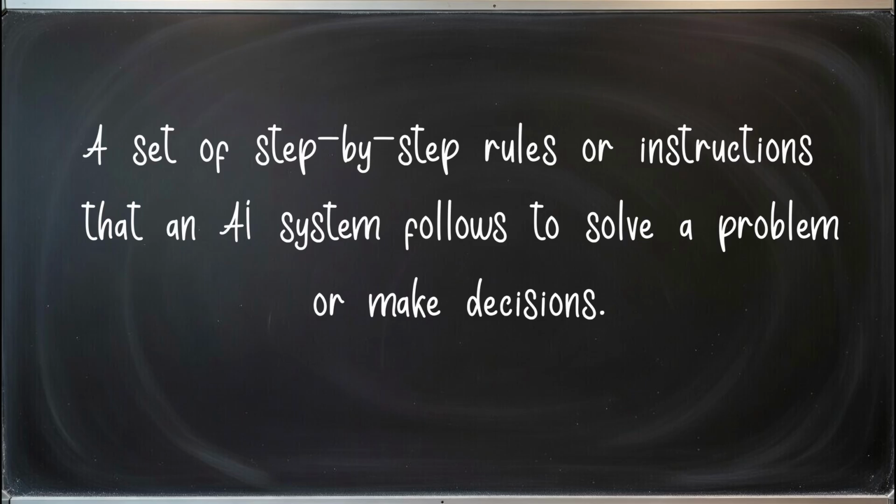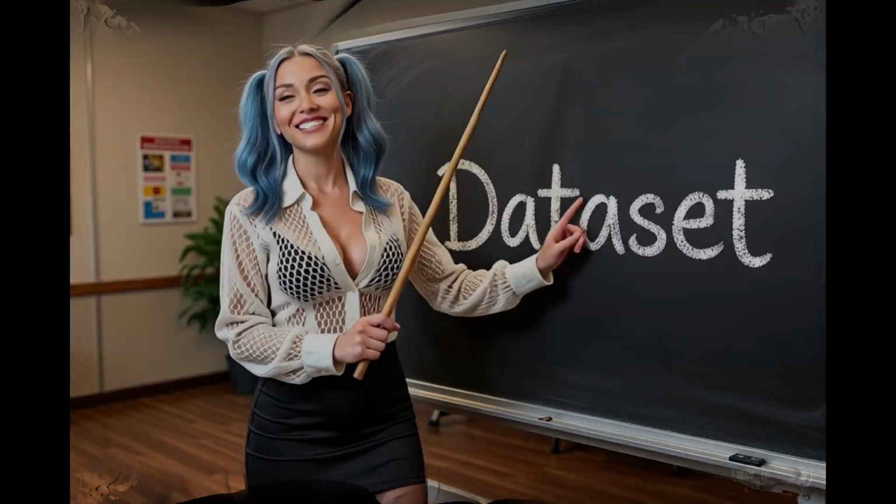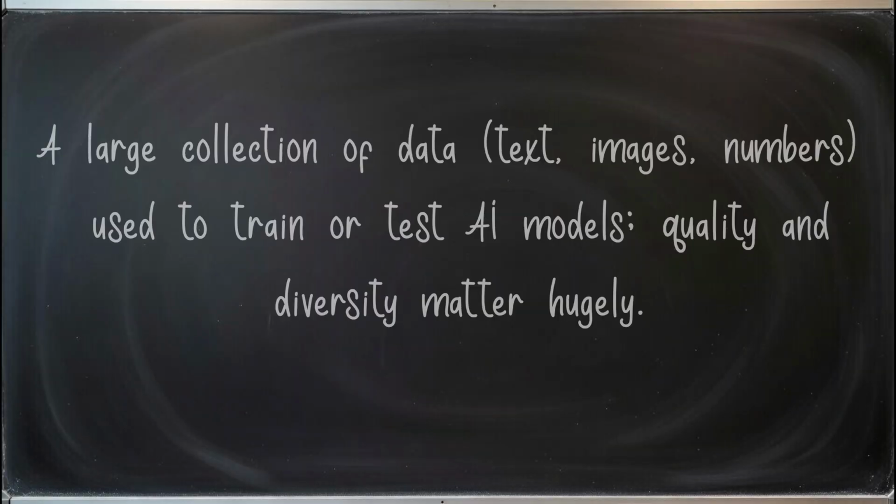Algorithm. A set of step-by-step rules or instructions that an AI system follows to solve a problem or make decisions. Dataset. A large collection of data, text, images, numbers, used to train or test AI models. Quality and diversity matter hugely.